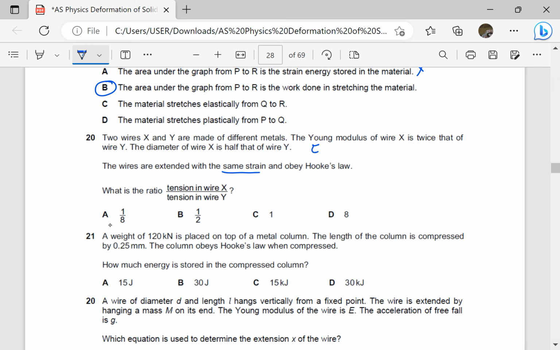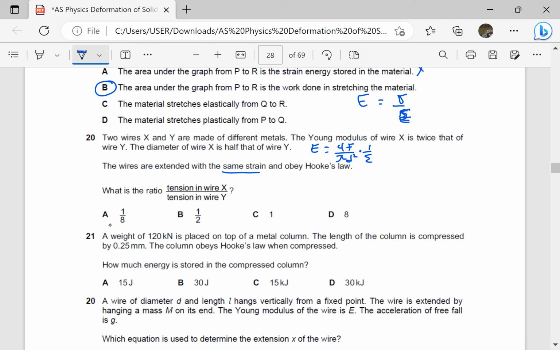So we know that Young modulus is equal to, I'll just put there 4F because we have done this several times, 4F over pi d squared, that is for the stress, then times original length over extension. I'll just say times 1 over strain, because they said they have the same strain, and Young modulus is stress over strain.